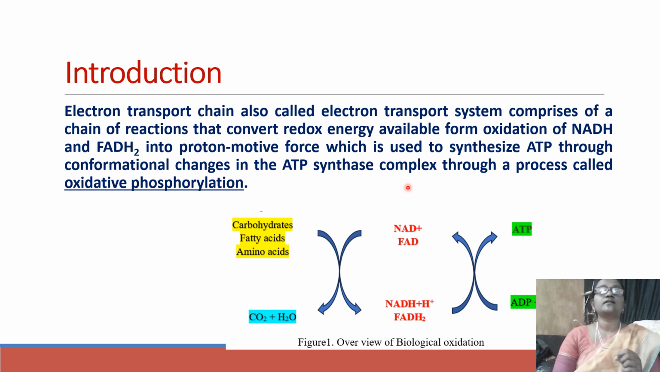So you see that this particular concept starts with oxidation of the macromolecules resulting in the reduction of NAD plus and FAD, that leads to NADH plus H plus and FADH2. These enter the electron transport chain, and during this process a proton gradient is generated across the inner mitochondrial membrane. That is the driving force for the synthesis of ATP from ADP and Pi.